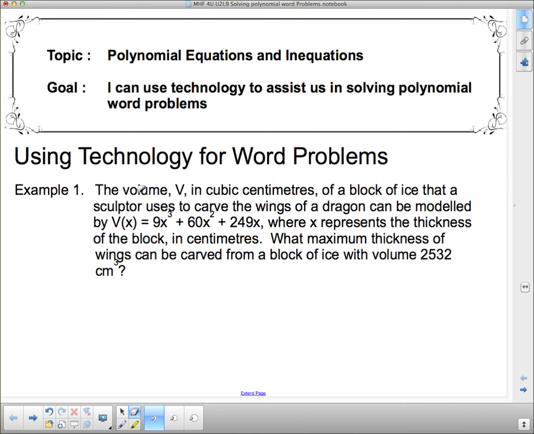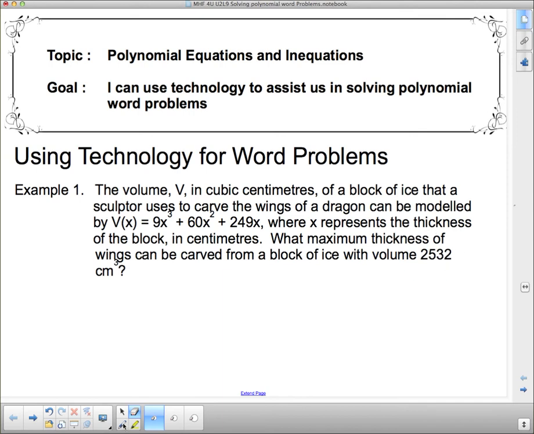The first one here, example one: the volume V in cubic centimeters of a block of ice that a sculptor uses to carve the wings of a dragon can be modeled by V(x) equals 9x cubed plus 60x squared plus 249x, where x represents the thickness of the block in centimeters. What maximum thickness of wings can be carved from a block of ice with this particular volume?